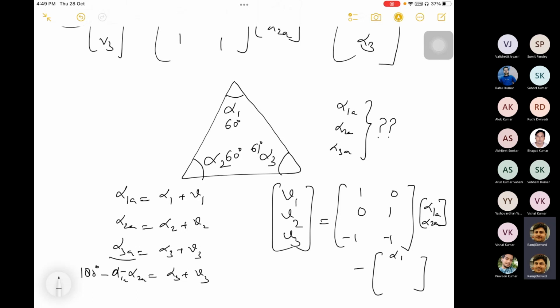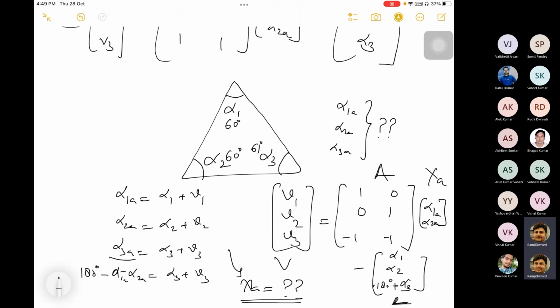How do you write it? Alpha 1, alpha 2, and 180 degree minus, sorry, plus 180. How do you write it? It goes as minus, no? So it is your V, it is your A, it is your XA, it is your L. You'll get XA.